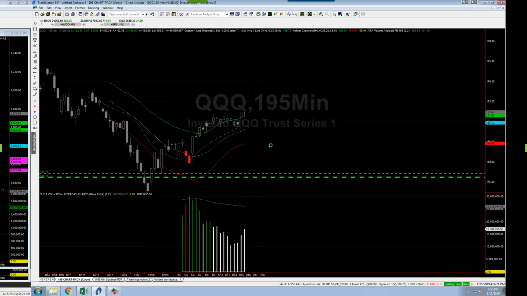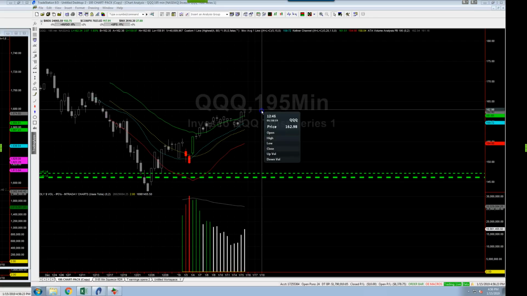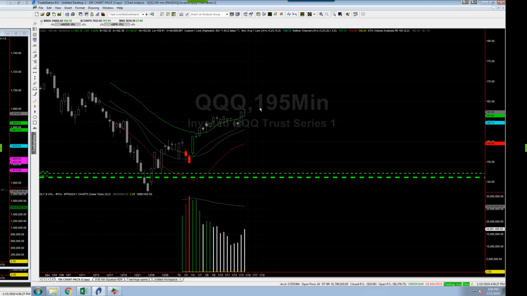You take a look at the Qs. We failed to kind of break out above that level today. So what we have right now is the Qs, the SPY, and Amazon all at pretty important short-term levels of resistance. Rather than me rushing into Amazon or me rushing into the SPY and the Qs, trying to predict the next move, let's just take into account what's happening right now.